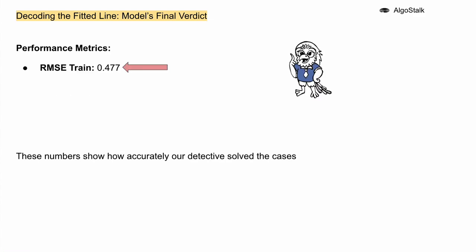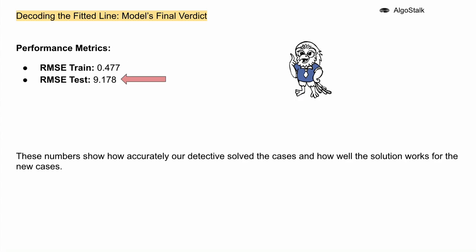These numbers show how accurately our detective solved the cases and how well the solution works for the new cases. Note: a perfect solution would have RMSE equal to 0.